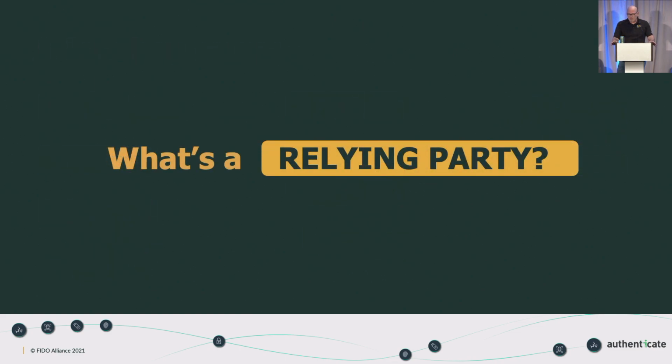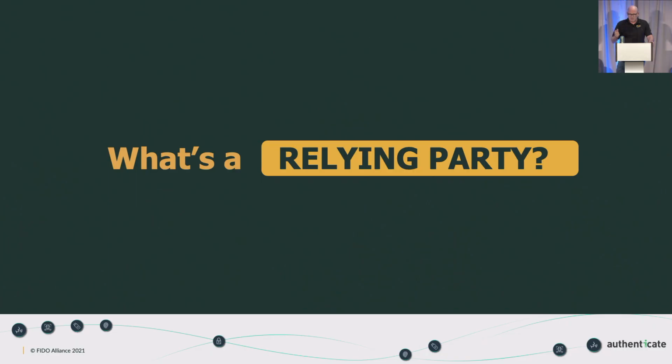So what is a relying party? It's actually an easy one. A relying party, which can be a service or it can be the back end of an app, is the party that relies upon the authentication. So it's the thing that's providing the service or the functionality that is depending upon the authentication that you are doing. So it's relying upon the successful authentication in order to then provide whatever services or capabilities the user is looking for.